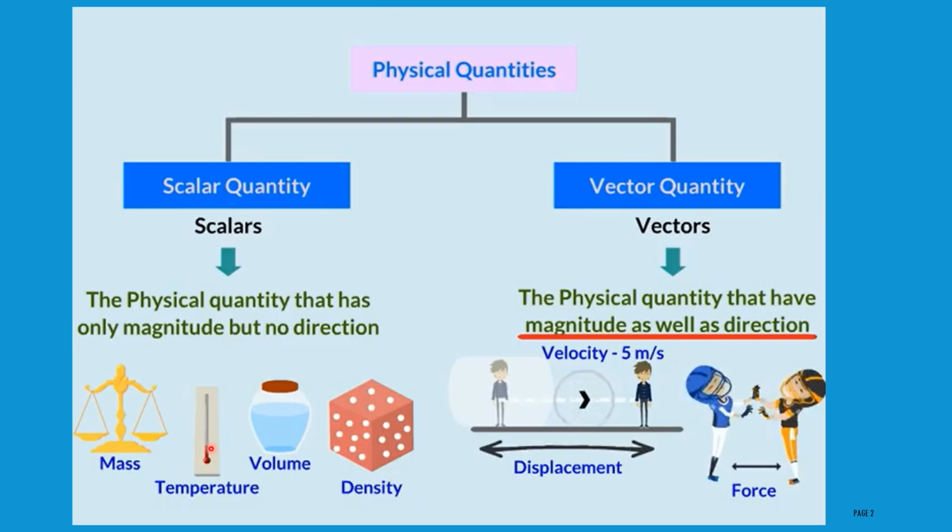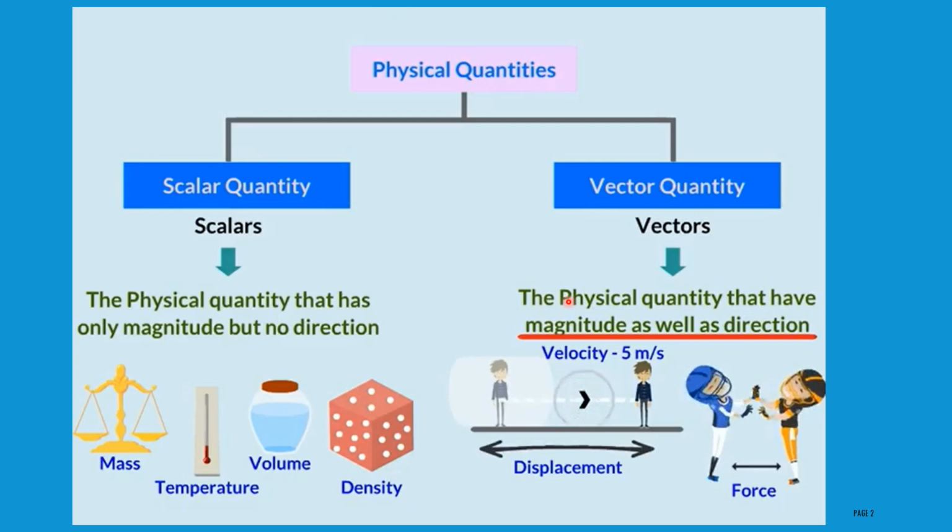Here also temperature we will measure in terms of degrees centigrade, maybe 35 degrees centigrade, then 55 degrees centigrade. Therefore, temperature is a scalar quantity. It will show only the numerical values. Then volume is also an example of a scalar quantity. Then density is also one of the examples of a scalar quantity.